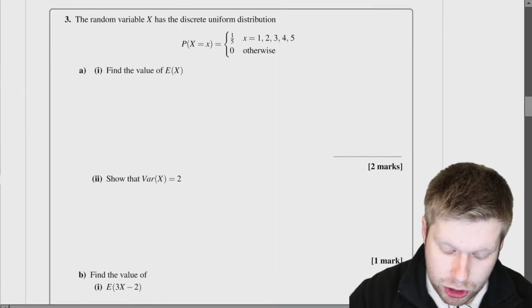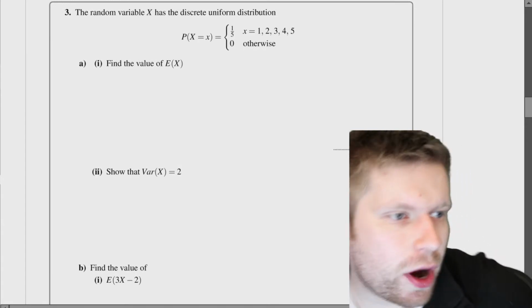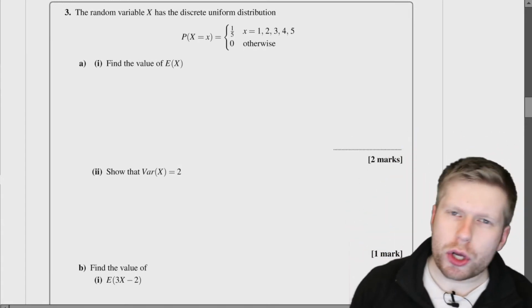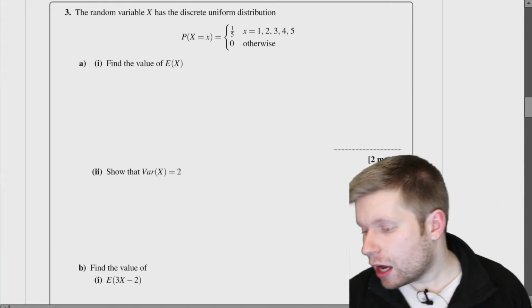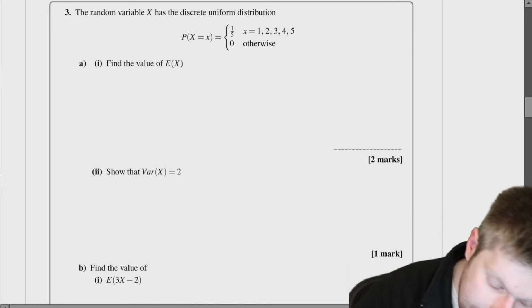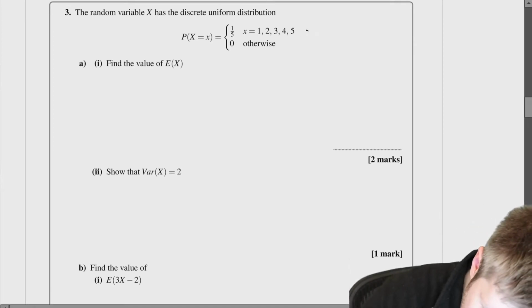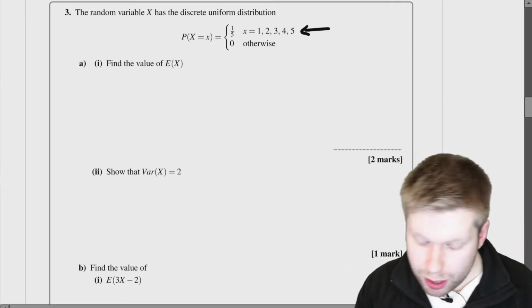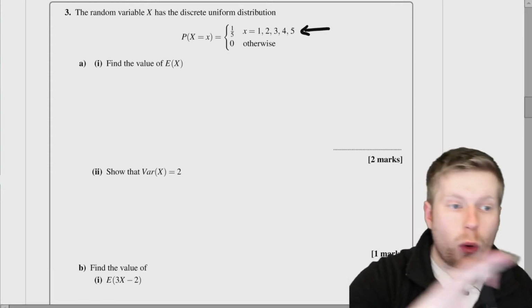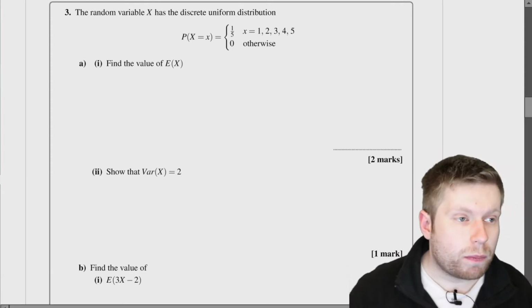All right, let's have a look at question 3 then. So we've been told the random variable x has a discrete uniform distribution. Remember, a uniform distribution basically says that the probability of each outcome should be the same, okay? And you can see that here. So the probability that x equals x, we're told it should be 1/5 for values of x of 1, 2, 3, 4, or 5. Otherwise, for all other values of x, it's just 0, okay?